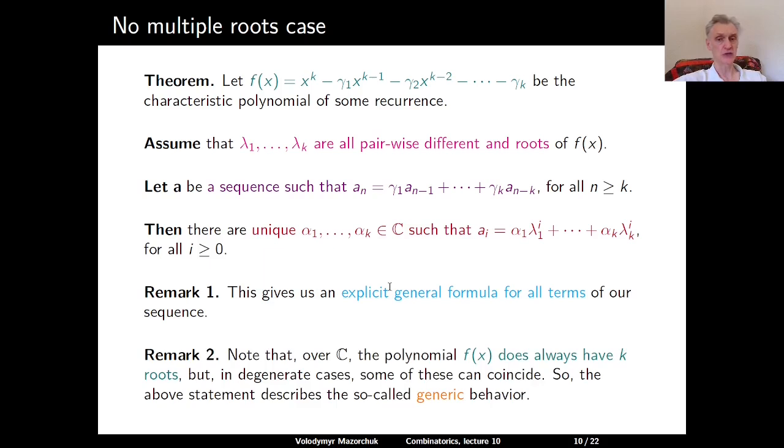Let us also note that we have chosen to work over the complex numbers. That's an algebraically closed field, so over the complex numbers, any polynomial of degree k has exactly k roots. However, sometimes in the degenerate cases, some of these roots may coincide with each other. So we formulated the theorem in the so-called generic case, where all roots are different.